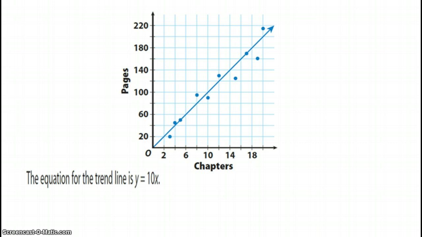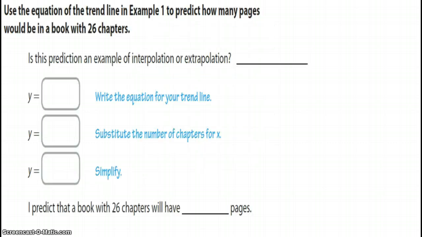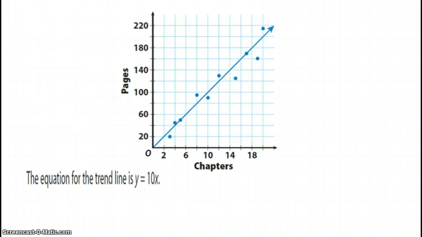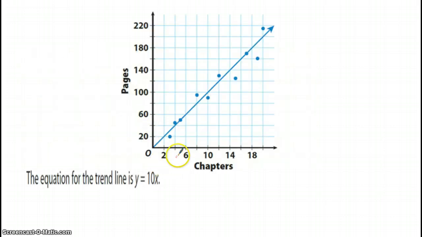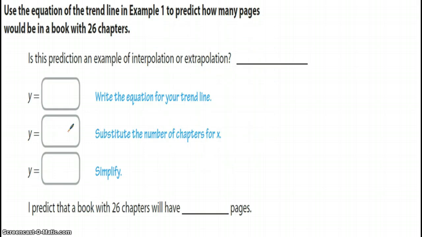Okay. All right. So again, we're going to use this particular data set. We're going to use this data, this trend line, and this equation to work through part of this lesson. It says to use what we just saw in example 1 to predict a book with 26 chapters.